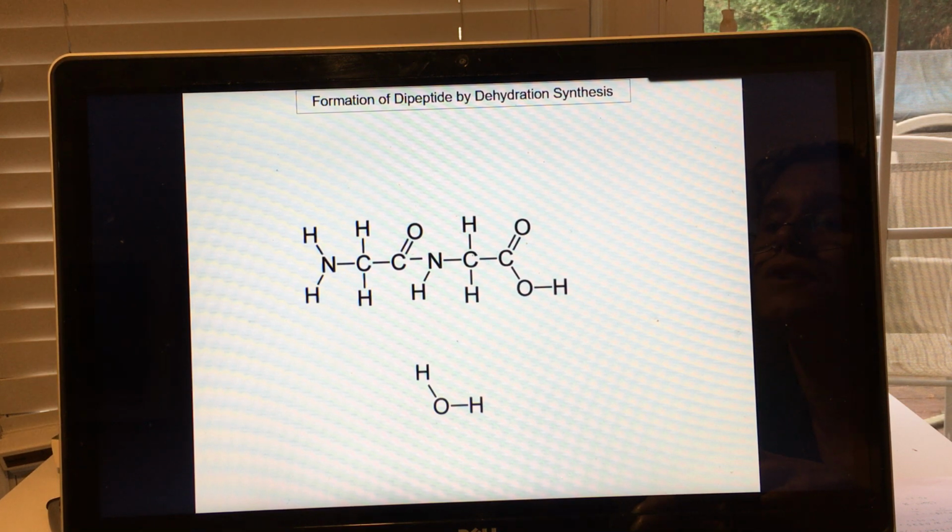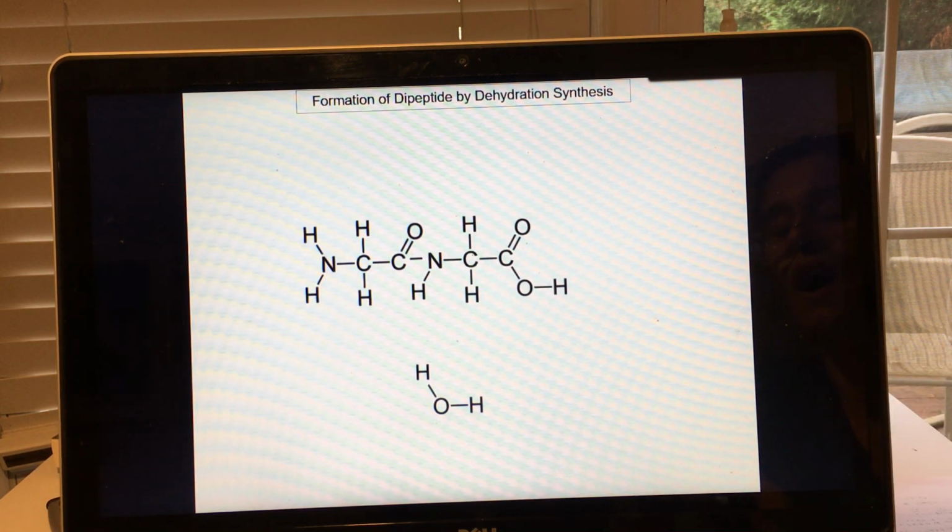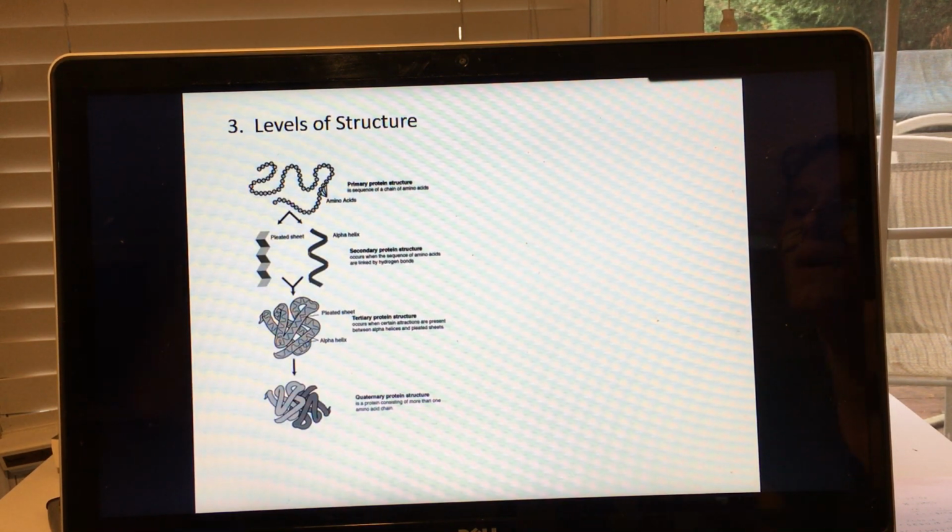And we have the carbon and nitrogen bonding to each other. This is the peptide bond, and what you just saw, of course, was our old friend dehydration synthesis. So now I want to talk about the three levels of structure of protein.